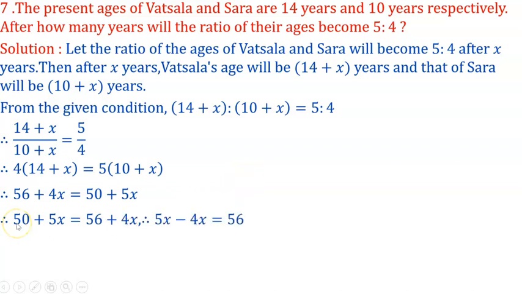Therefore, next simplification, 5x minus 4x is equal to 56 minus 50. Therefore, x is equal to 6, and therefore after 6 years their ratio will become 5:4.